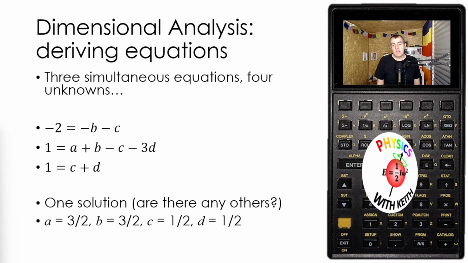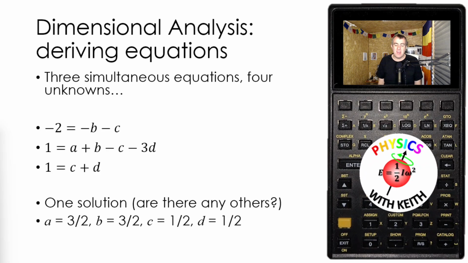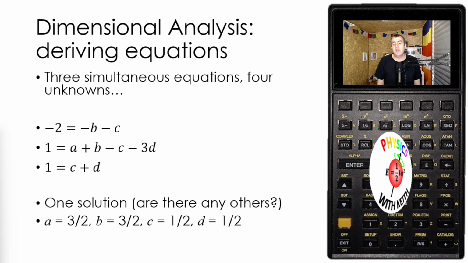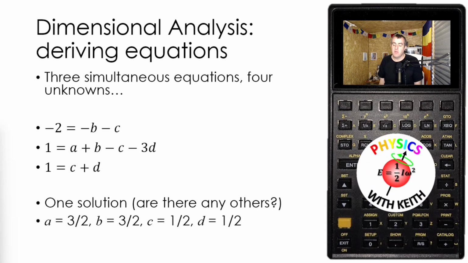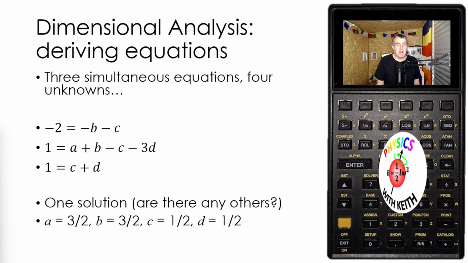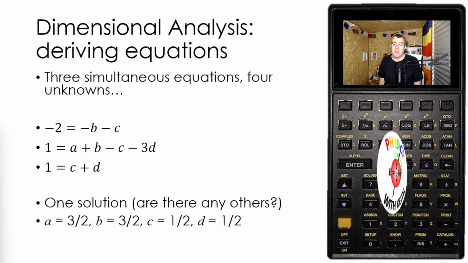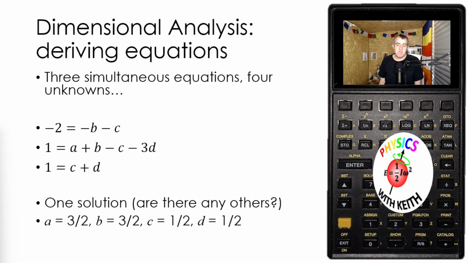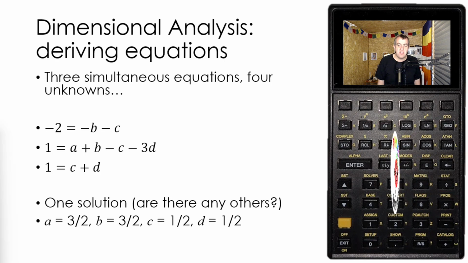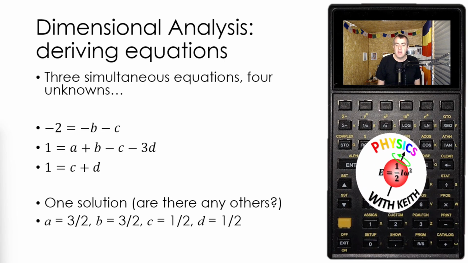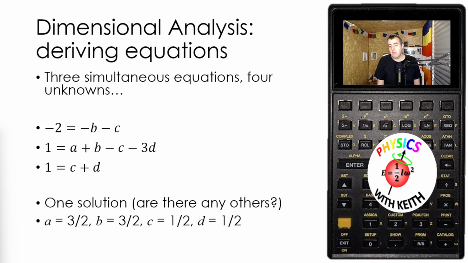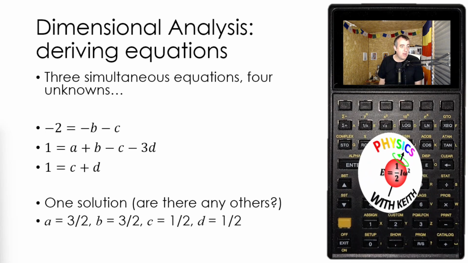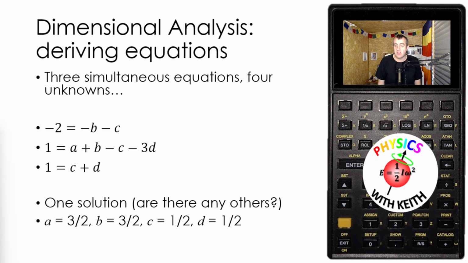But we can find solutions, we just have to do a bit of guesswork. So we could, for example, just guess that because negative 2 equals negative B, or should I say minus B minus C, maybe B and C add together to make minus 2, so maybe that's going to be minus 3 halves minus a half, which is what we have there. Or we might start from the third equation there, 1 equals C plus D.